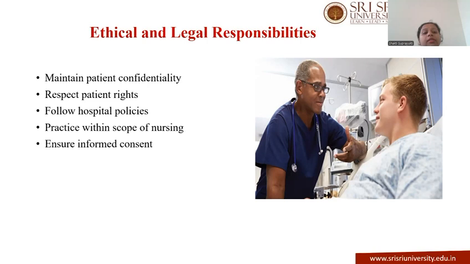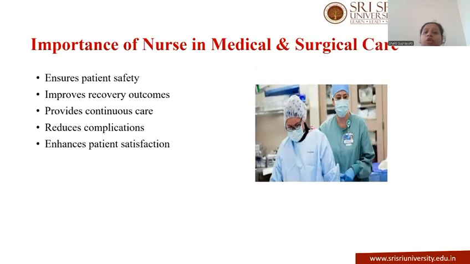And then practice within the scope of nursing, and ensure informed consent. Consent must always be taken before doing any procedure or any surgery, always take written consent. And now, the importance of a nurse in the medical and surgical setting.